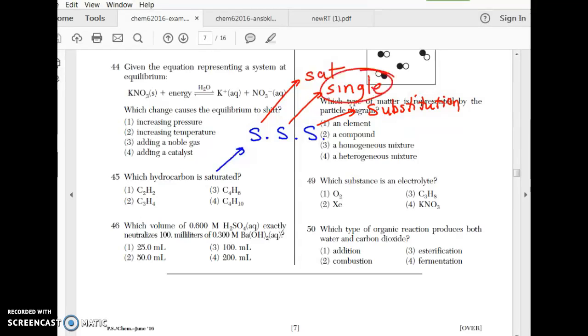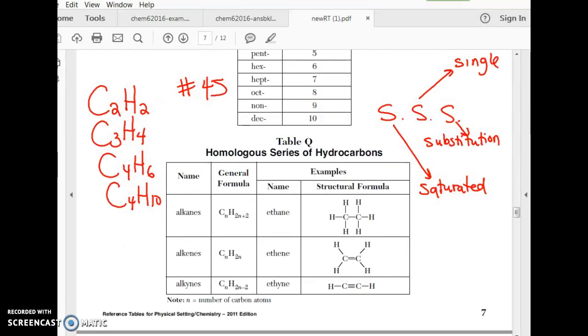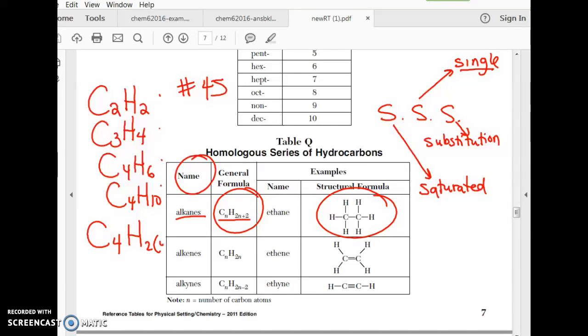Well, it turns out that if only single bonds can be in a saturated hydrocarbon, we can find the information that we need on table Q. Here we are. My friends, the only family of hydrocarbons that has all single bonds are the alkanes, which have this formula. Only one of these four formulas corresponds to this. Take a look. If I have 4 carbons, that means 2 times 4 is 8, plus 2 is 10, meaning it's C4H10, which is choice 4.